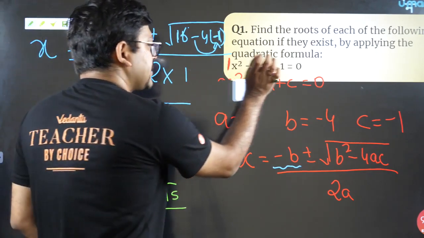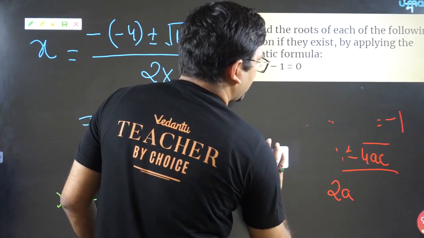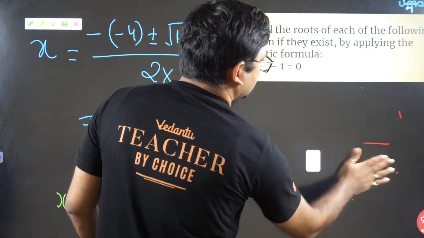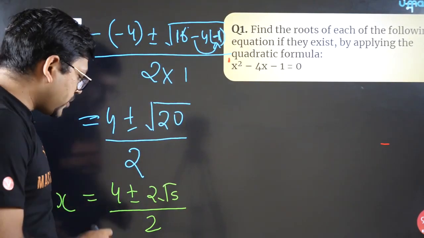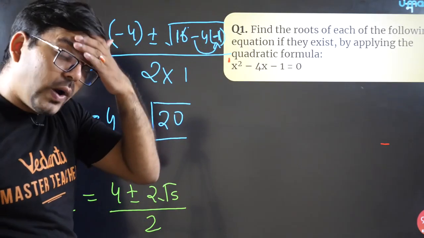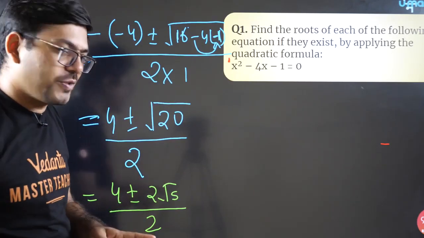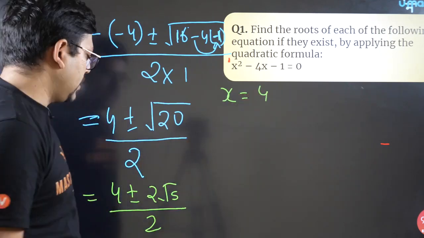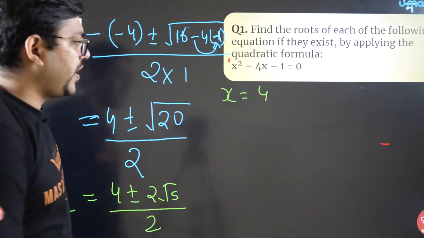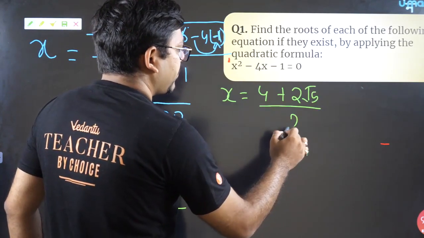Now the question arises that, sir, okay, once we got this value, how we are going to get the zeros? That is the question. Okay, fine, let's see. So please pay attention, you have got two signs here. One is plus sign, one is minus sign. So the same you have to do in your zeros as well. You will be writing x is equals to 4 plus 2 root 5 divided by 2. This will be the first zero.